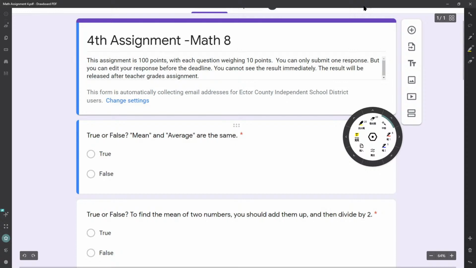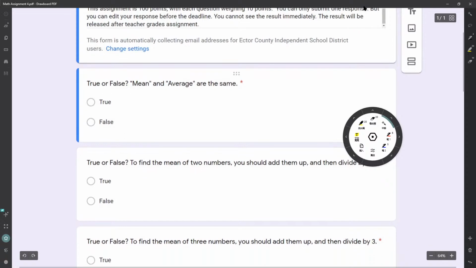Okay, let's go. Let me help you with the fourth assignment. It has 10 questions. The first one, is it true or false? Mean and average are the same.